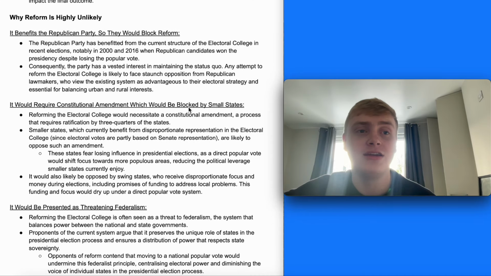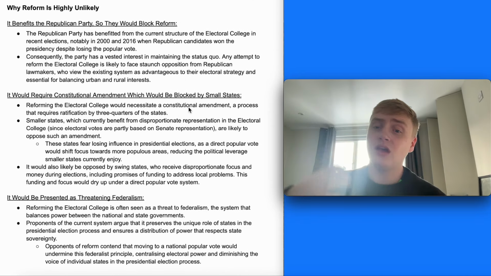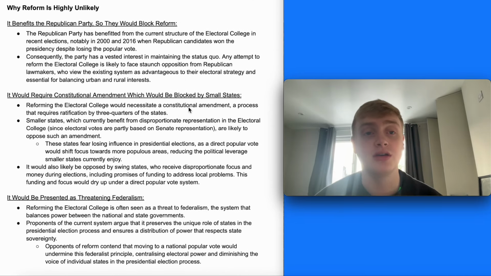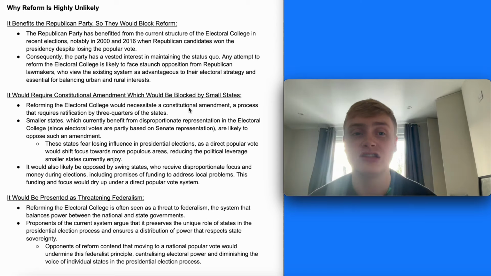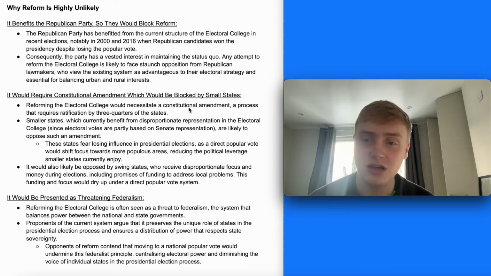However, reform is highly unlikely. The current Electoral College benefits the Republican Party, so they would block reform. It's benefited from the current electoral structure in 2000 and 2016, when Republican candidates became president despite losing the popular vote. Consequently, the party has a vested interest in maintaining the status quo, and any attempts to reform the Electoral College are likely to face staunch opposition from Republican lawmakers in Congress.